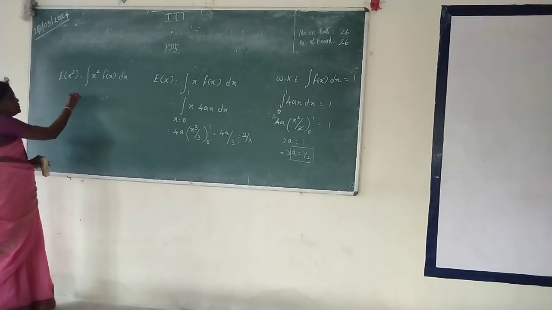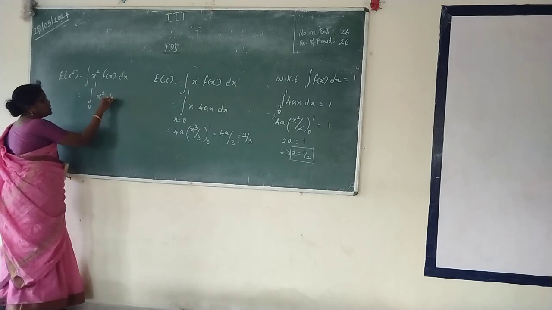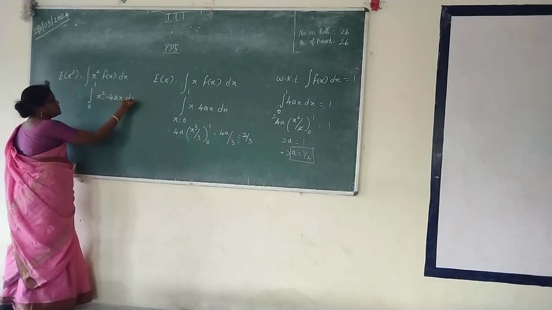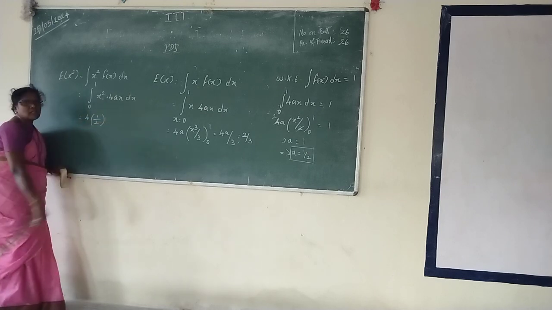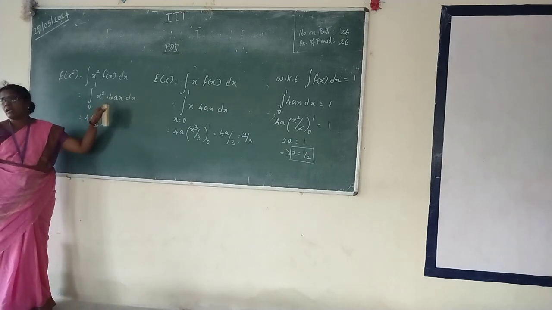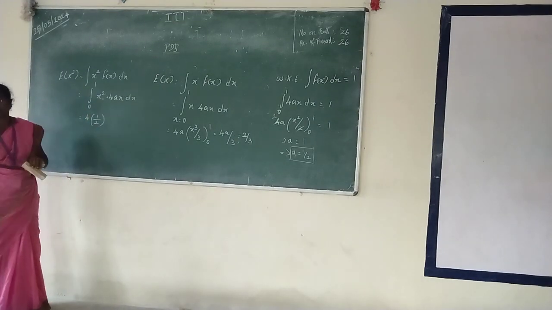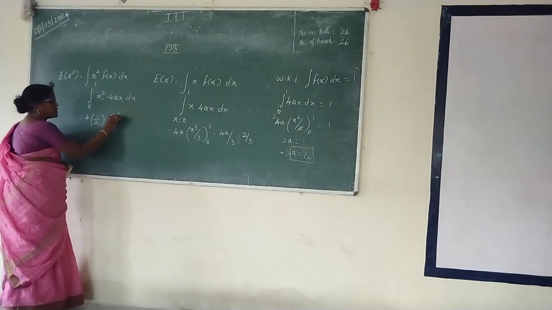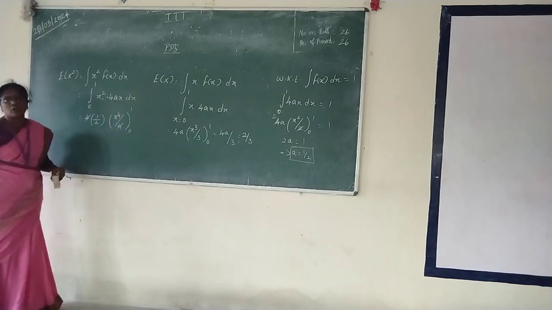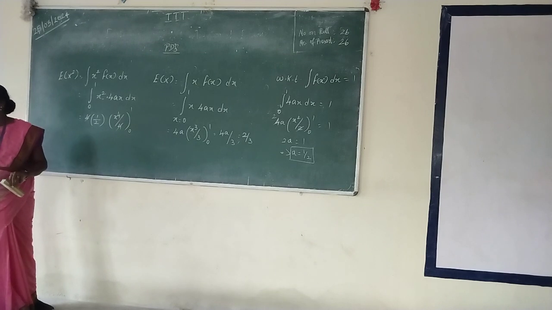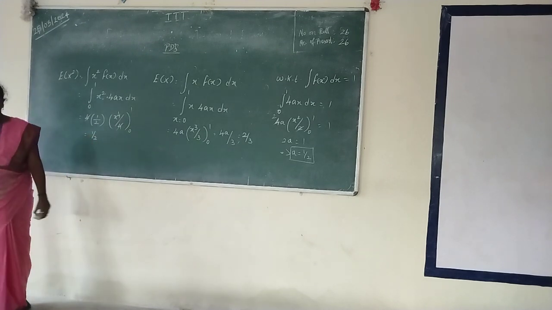So E of x square is equal to integral of x square f of x dx. So that is equal to integral 0 to 1 x square into 4ax into dx. So 4 into 1 by 2, a value is 1 by 2. x square into x will give you x cube. What is integral of x cube? x power 4 by 4, within the limit 0 to 1. 4 and 4 will get cancelled off. Upper limit x is equal to 1. So you get the answer to be 1 by 2.